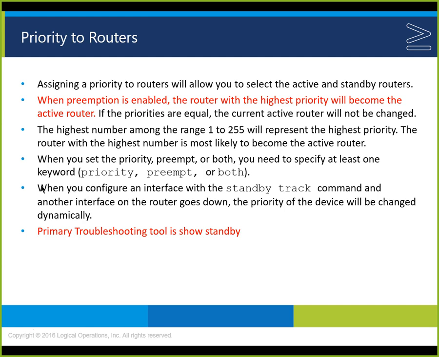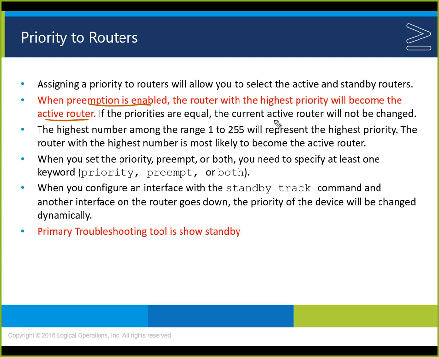Priority, yeah, here we go. See, I figured it was when preemption. Assigning a priority to the routers will allow you to select the active and standby. When preemption is enabled, the router with the highest priority will become the active router. If the standby router has a higher priority than the active router, it'll take over. And this is called a coup, and it actually sends a coup message.